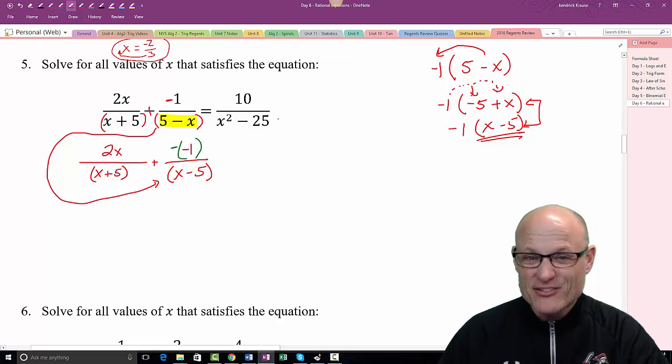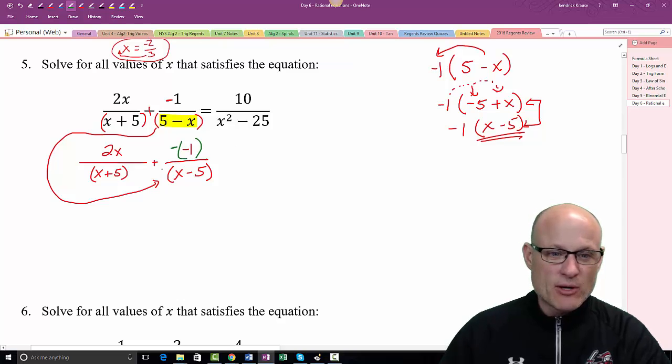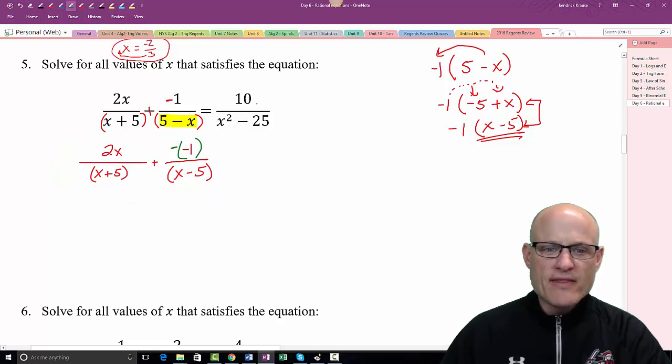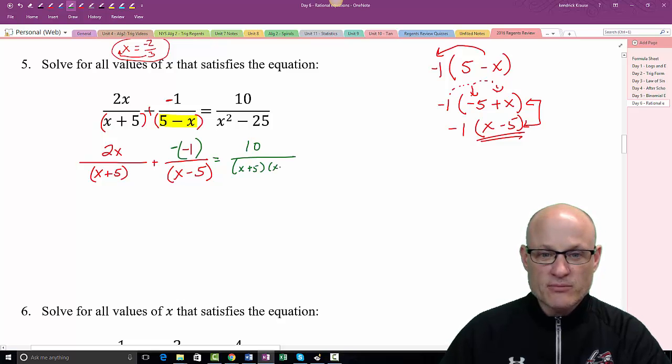So that really makes that a positive 1. Okay, because I didn't want to put the negative 1 here. I put it up in the numerator. Okay, so I think we're in good shape now. And then one last thing I want to do is factor this side. 10, x minus 5, x plus 5, x minus 5.